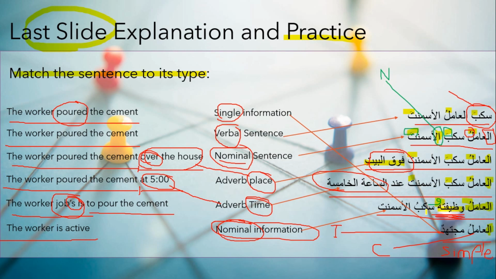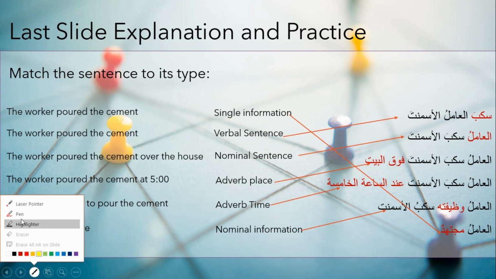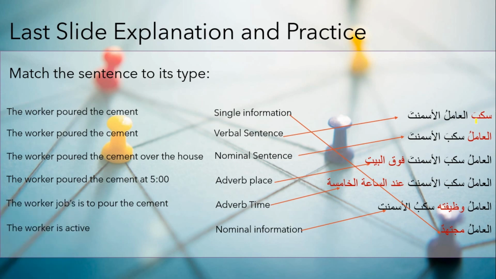Nominal information. العامل مجتهد is the single type of information. So, just to conclude all of what we have just learned, the critical marks are really important. Al plays a really critical role to make us understand the situation, and everything will be just fine till this point. I wish you understand, and I wish you get the ideas that we are trying to understand here. That's it for today. See you next class.